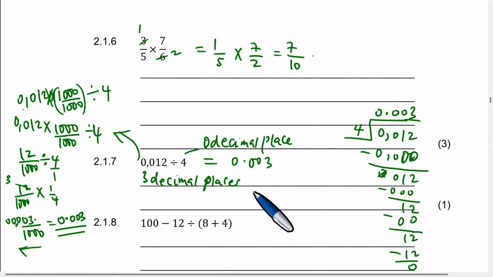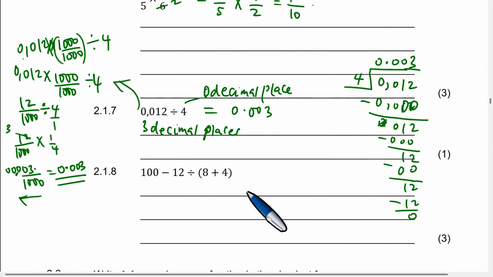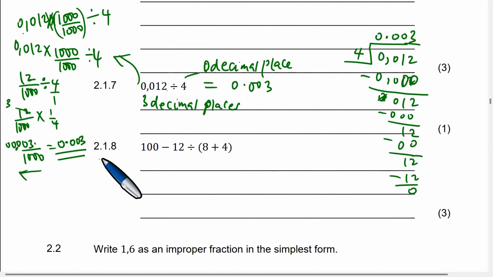All right. Next question. Let's look at 2.1.8. What is the answer to 2.1.8? 100 minus 12 divided by 8 plus 4. What's the answer?